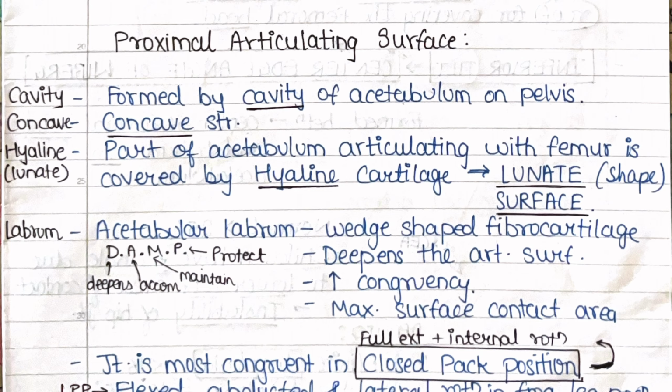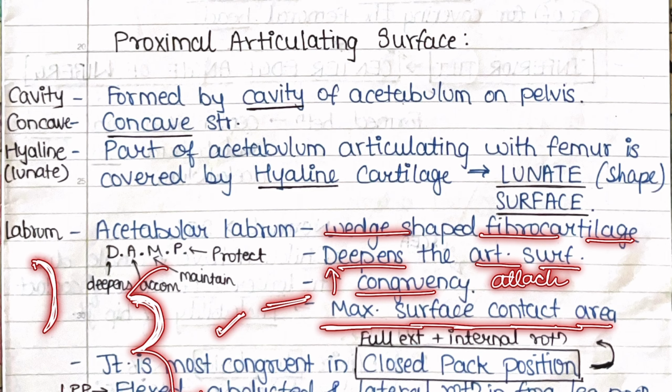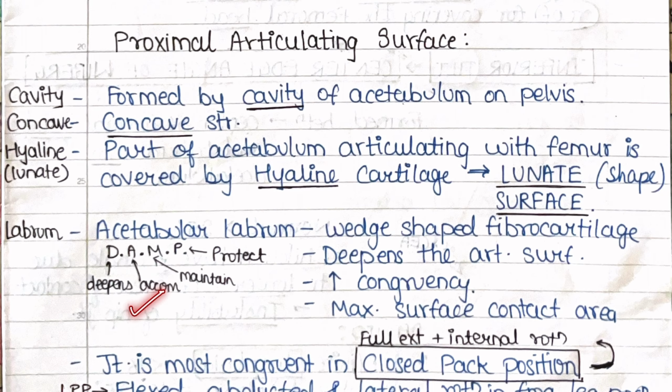The acetabular labrum is wedge shaped fibrocartilage. It deepens the articular surface. It increases the congruency, meaning it increases the attachments. Then it maintains maximum surface contact area. As we know, for the hip joint, maximum surface contact area is there, as the cavity of the acetabulum is deep. But if we compare it with the shoulder joint, the congruency or surface contact area is less. So in the case of the hip joint, the maximum surface contact area is present.